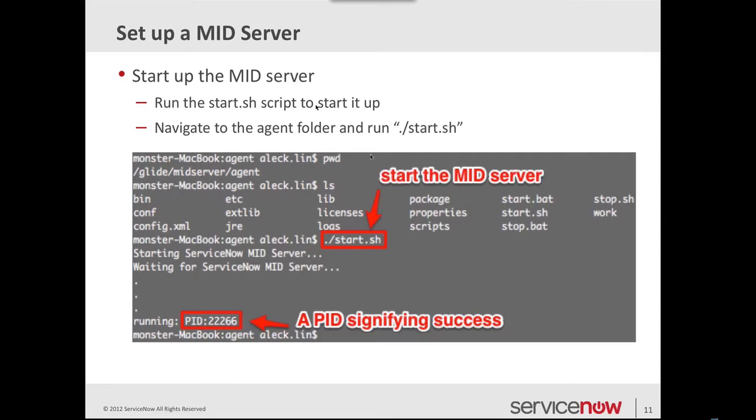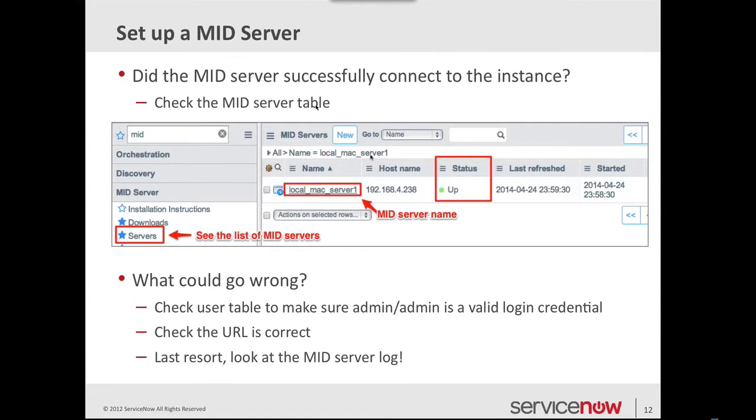You get back running PID and some number. Yes, if you see that, then you're ready to go. The first thing you want to check, now that the MIS server is started up, is whether it actually connected to the instance you would expect. The way you do that is by going to the MIS server table and checking whether the MIS server automatically registered itself.